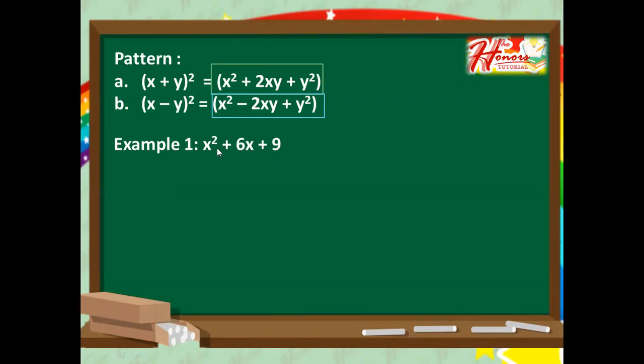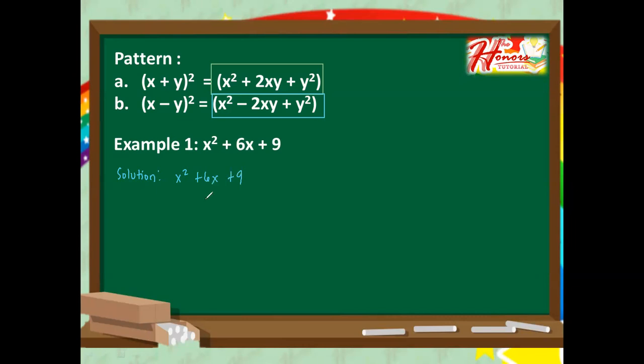Kindly identify which pattern are we going to use. Is it pattern A or pattern B? The answer is pattern A because all of the operations in between the terms is addition. So it matched in pattern A. How are we going to solve for this? Let me just write the solution here. So solution. And then I will copy the given. So that is x squared plus 6x plus 9.